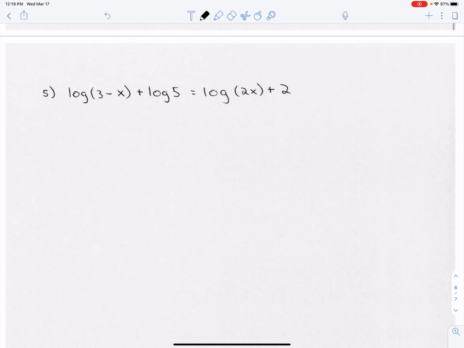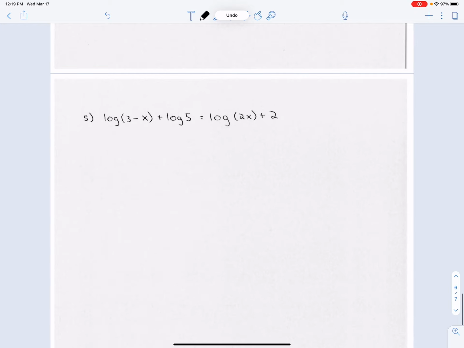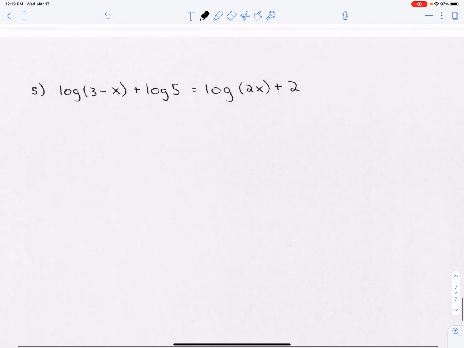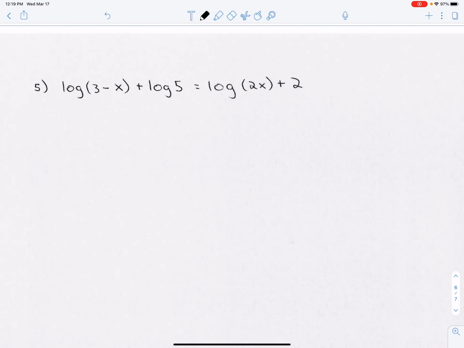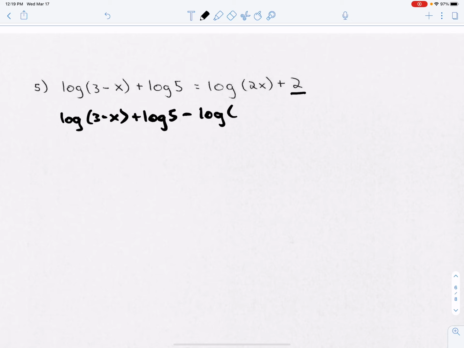Okay, let's get all the logs on one side. So we have logs and a number. So here's the one number, so let's get all the logs on one side. So 3 minus x, we'll just leave it 3 minus x plus log of 5 minus log of 2x equals 2.